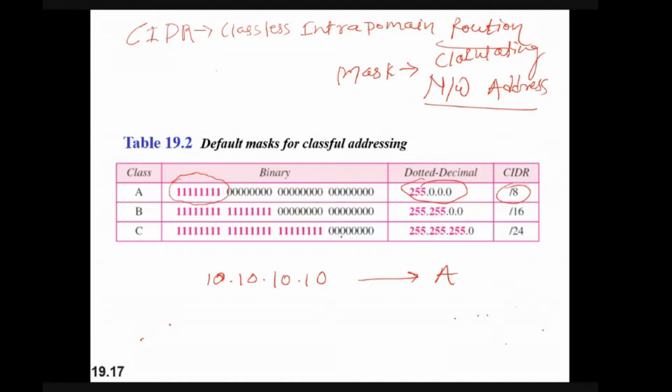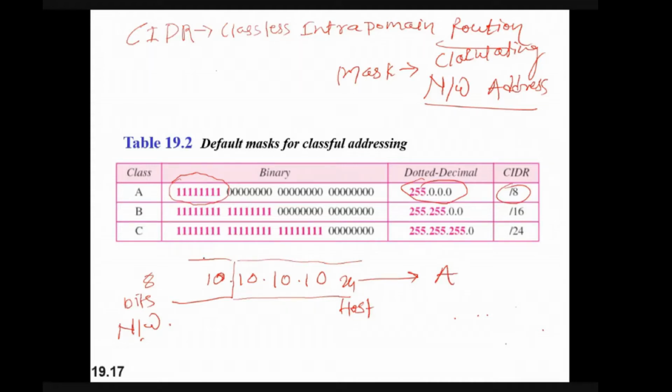Am I right? Now the mask is 255.0.0.0. If we divide this address into network and host part, you will find the division like this. These first 8 bits are in the network part, and the remaining 24 bits are in the host part. That we have discussed in the last lecture. In class A, first 8 bits are in the network part, remaining 24 bits are in the host part.